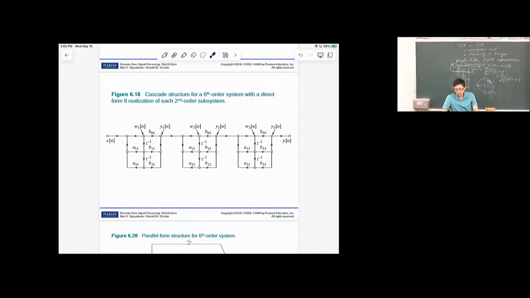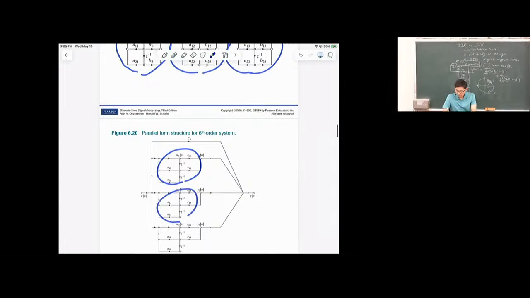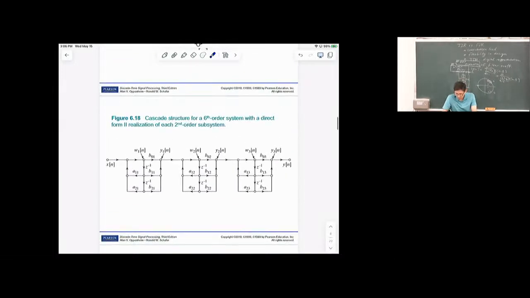Then after the midterm, we'll talk about how to decompose an IIR filter into subsystems in cascade or subsystems in parallel. There are reasons for doing this, where each subsystem, as you see, is a direct form 2, with the delay line arranged in the middle of the system.